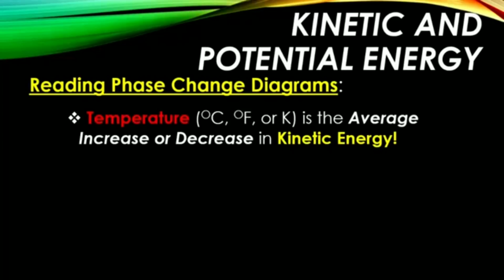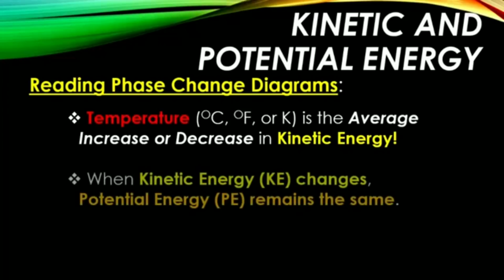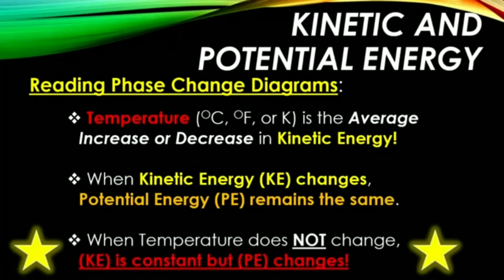This is a special graph where the temperature, also known as the kinetic energy, is always the y. If the temperature is increasing, then there is an increase in kinetic energy. And if the temperature is decreasing, there is a decrease in kinetic energy. Potential energy, or stored energy, never changes while the kinetic energy changes. So if the kinetic energy is changing, potential energy will not. And if potential energy is changing, kinetic energy will not.